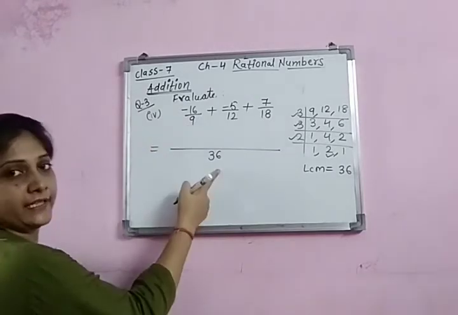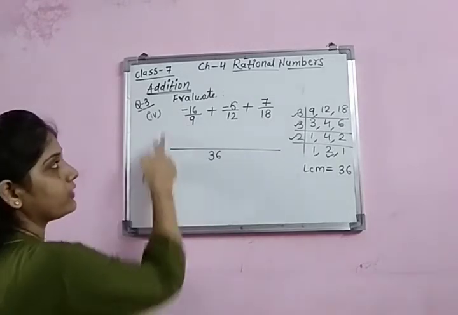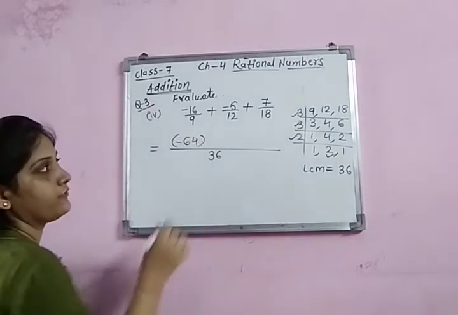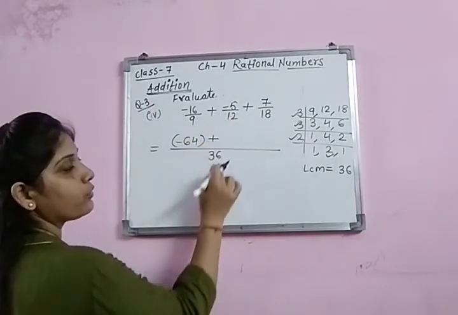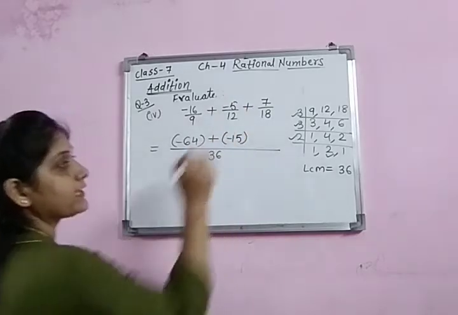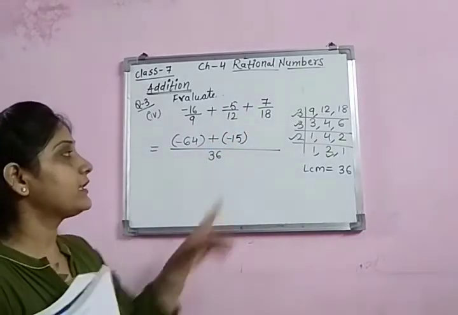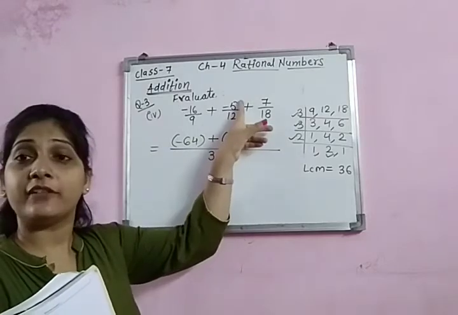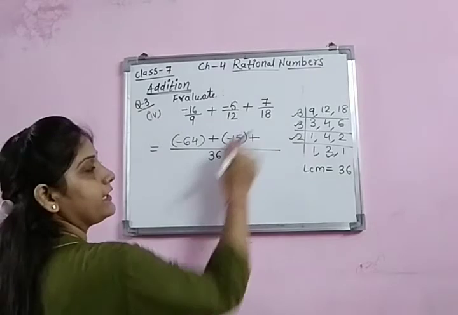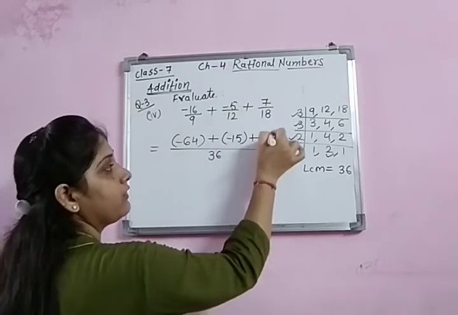Now divide by 9. 9 4s are 36, so 4 times. 16 4s are 64. Negative 64. Plus 12 3s are 36, and 3 5s are 15. And minus 5, so you will get minus 15, because you have to multiply 3 with minus 5. So minus 15. Plus 18 2 times. 2 7s are 14.